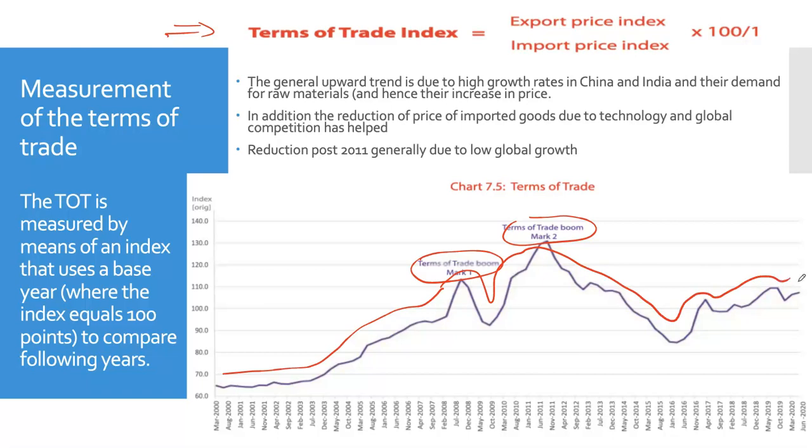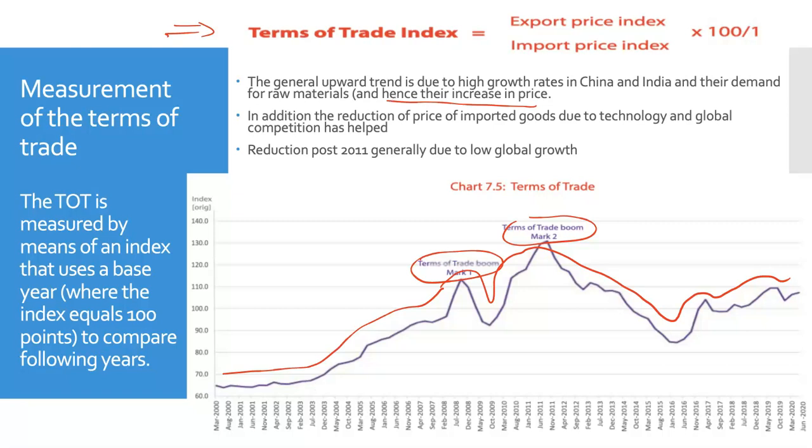Why have we had an overall general upward trend? This is largely due to the high growth rates in China and India and their demand for raw materials. We provide a lot of raw materials in terms of iron ore, gas, all those sorts of things, and these have increased in price because of the high demand in China and India. In addition, a lot of the goods that we have been importing have reduced in price, or relatively reduced in price, due to technology and global competition. So there has been this overall increase.